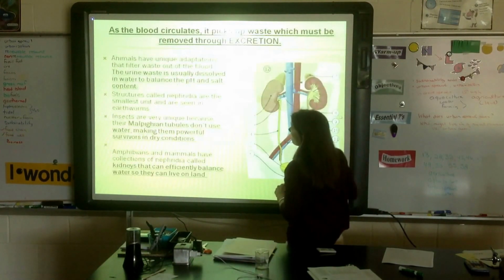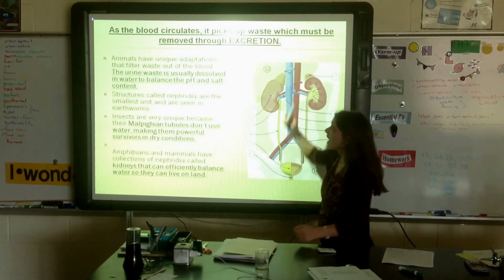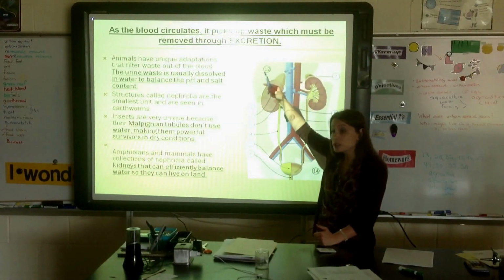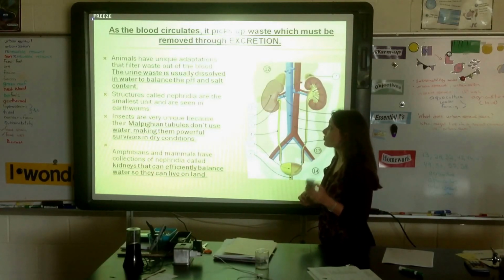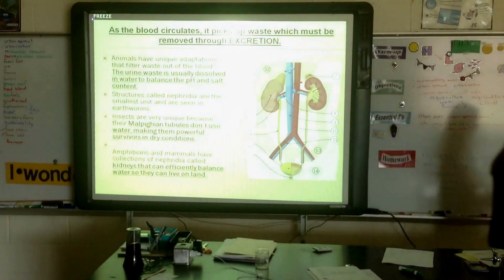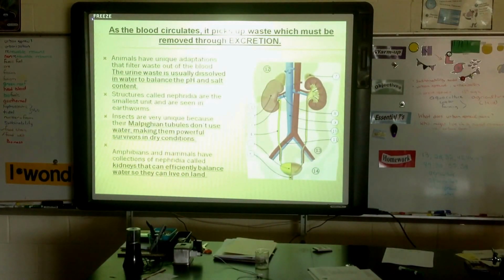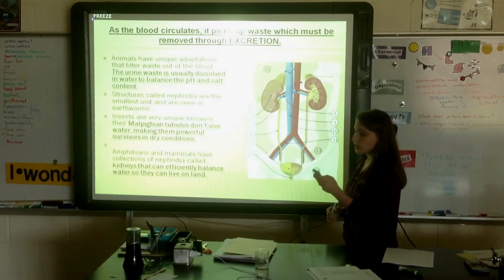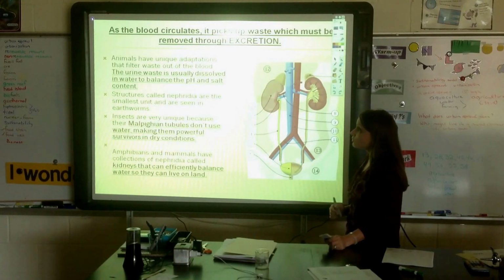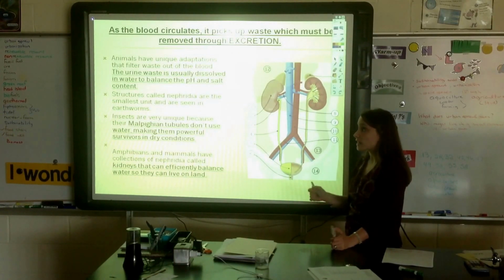And so the last one that we'll talk about today is excretion. As blood circulates or transports, it picks up waste which must be removed through excretion. Animals have unique adaptations that filter waste out of the blood. The urine waste is usually dissolved in water to balance the pH and salt content.